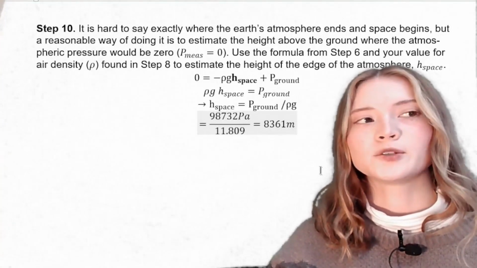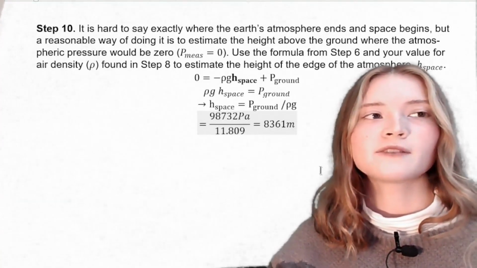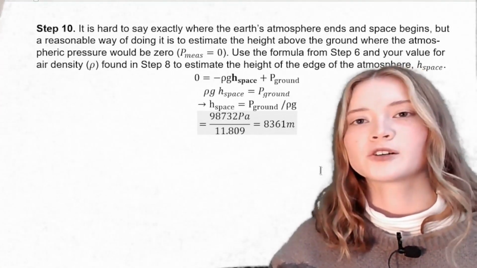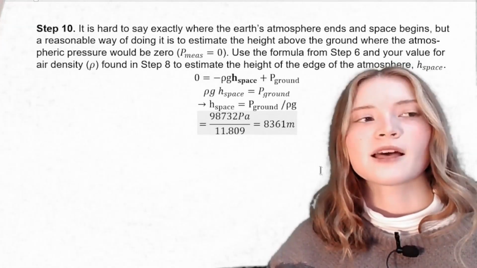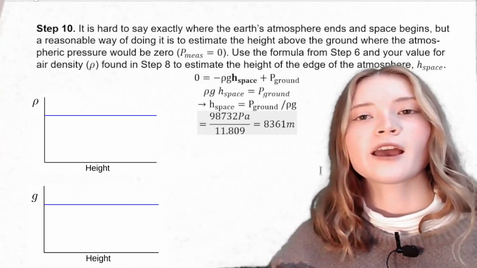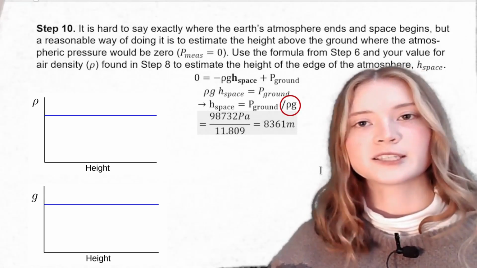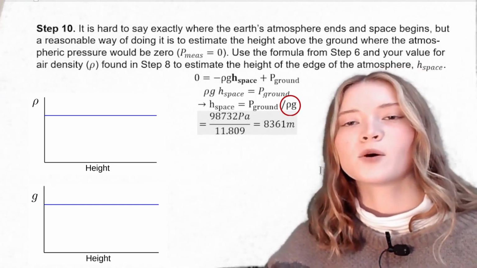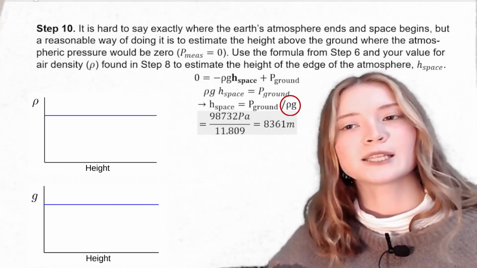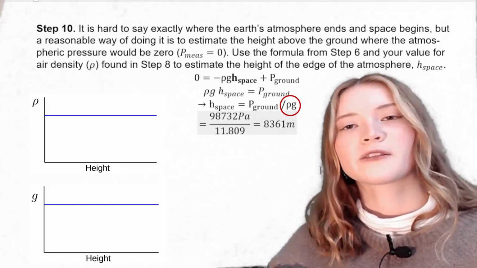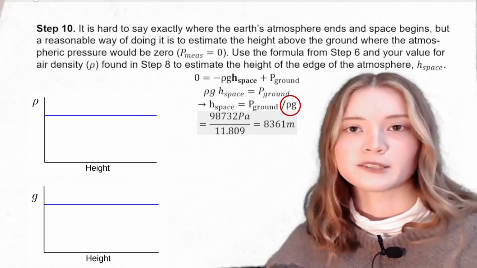So looking back to the actual calculation that we did to find H space, two potential assumptions jump out to me. And that is that we're holding both g and rho, the density of air, constant. So we're making the assumption that both of those quantities would be approximately the same at the surface of Earth as they would be at the edge of the atmosphere.